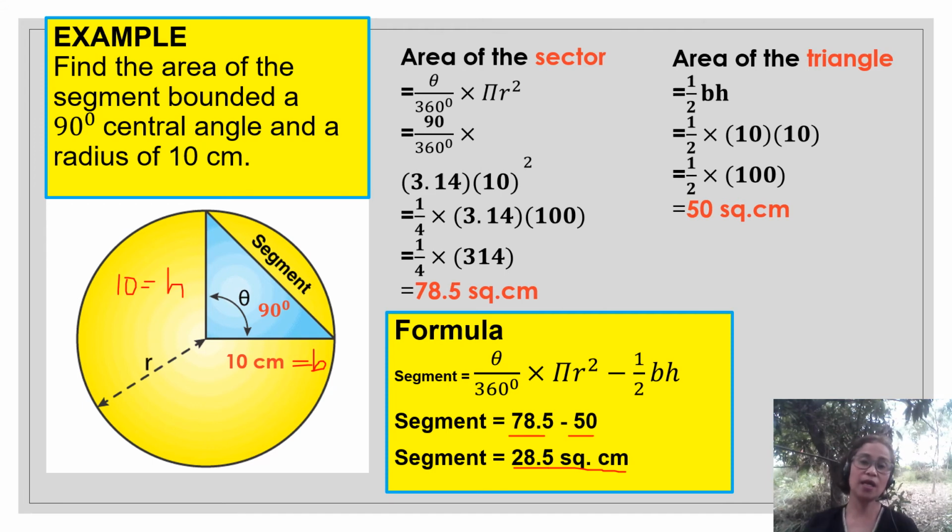In my next example, we are going to encounter a different kind of triangle, which is no longer a right triangle.